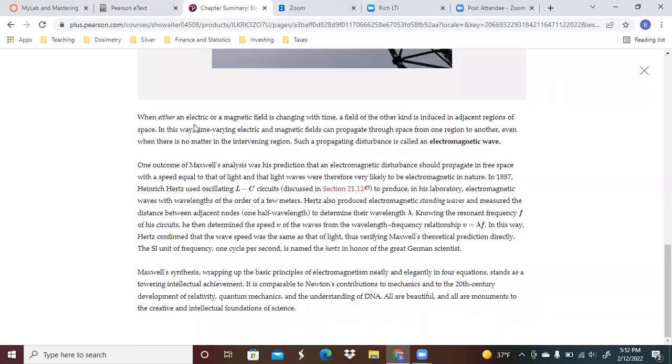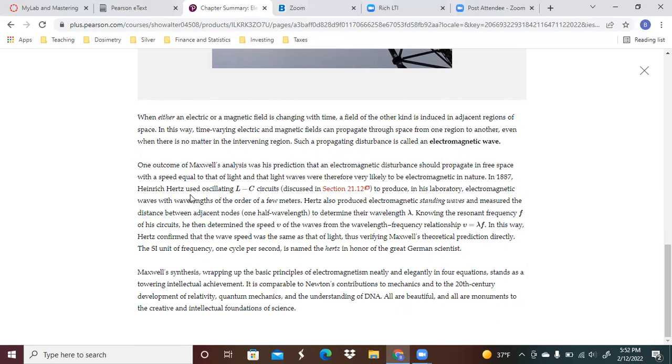So when either an electric or magnetic field is changing with time, a field of the other kind is induced in adjacent regions of space. So the time-varying electric and magnetic fields can propagate through space from one region to the other, even when there is no matter in the intervening region. And this is referred to as the electromagnetic wave. So one outcome was his prediction that an electromagnetic disturbance should propagate in free space with a speed equal to that of light, and that light waves, therefore, are very likely to be electromagnetic in nature.